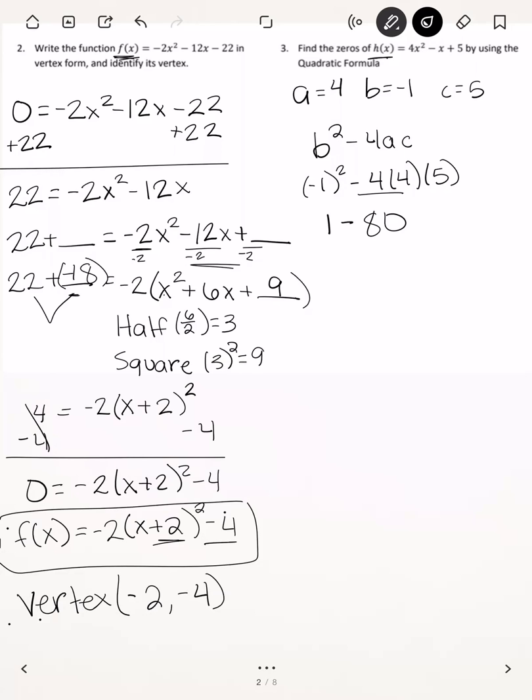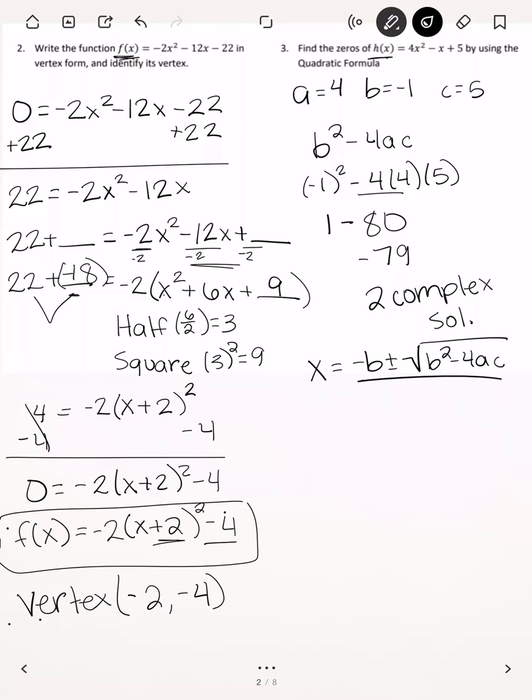Okay, from here, 1 minus 80 is a -79, which means I have 2 complex solutions, or non-real, meaning I will have imaginary numbers in my answer. So from here, I go to the quadratic formula. I get x equals -b plus or minus the square root b squared minus 4ac all over 2a. And I plug and chug. So I get x equals, I have a negative, I'm plugging in a -1 for b, plus or minus the square root of a -79, because we just found that right here, the b squared minus 4ac, all over 2 times 4.